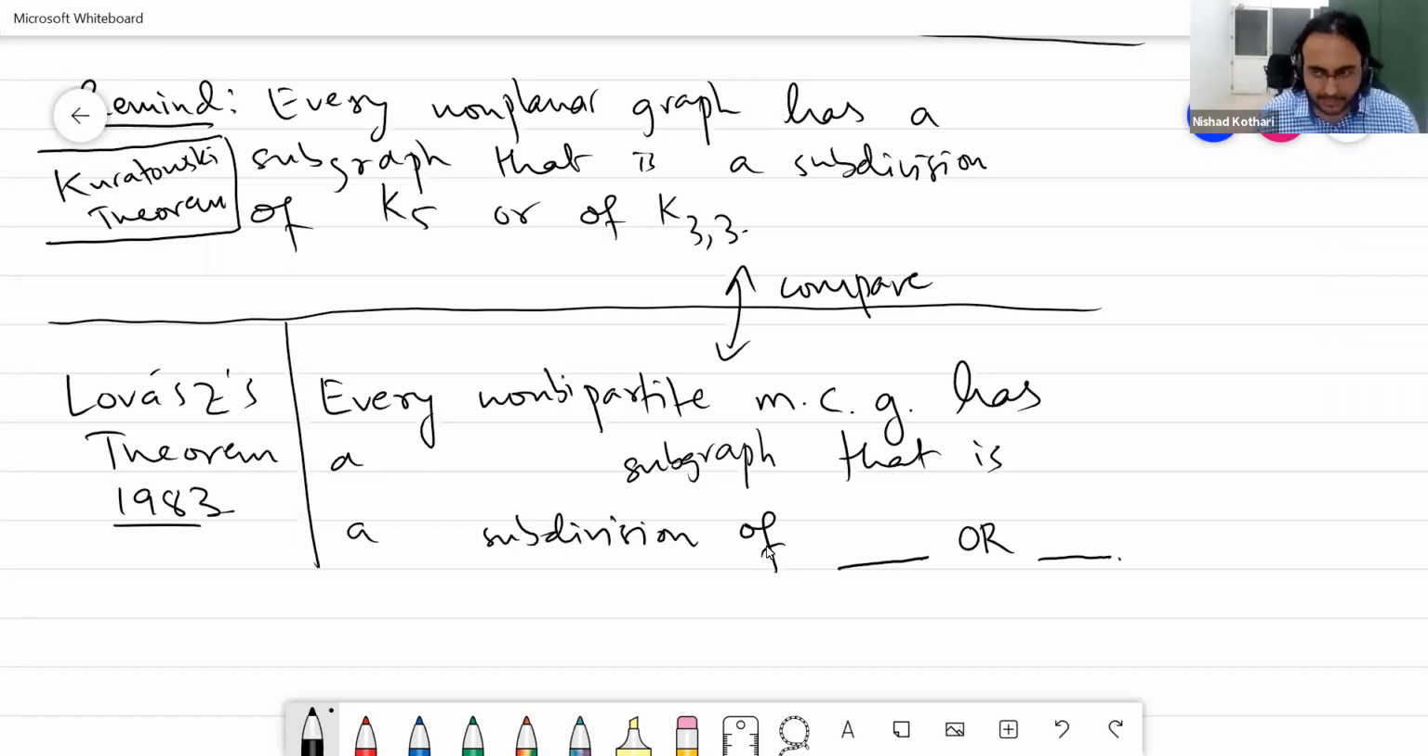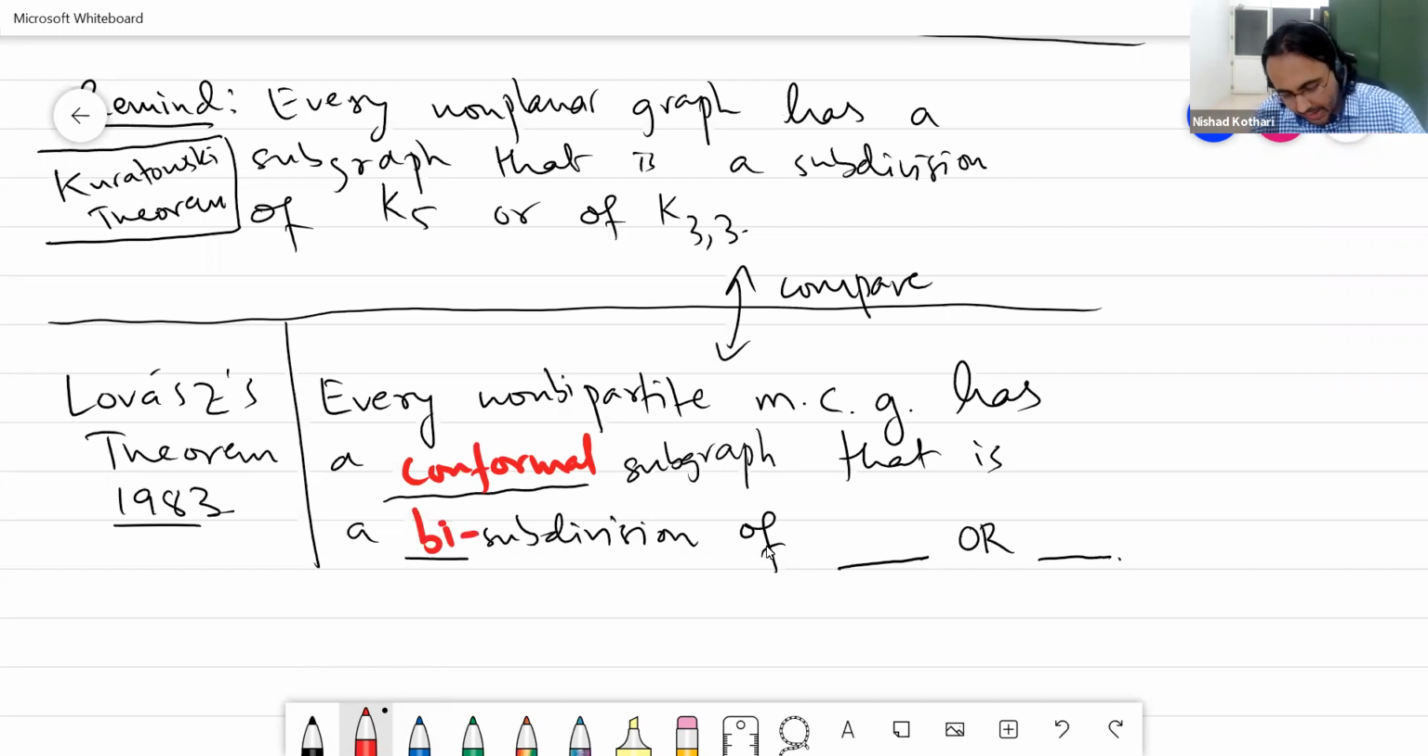I need to fill in the blanks. There are 4 blanks here. The first blank is that the subgraph needs a property called conformal subgraph. I will define this in a few minutes. It is not any subdivision. It is going to be a bi-subdivision. I will tell you what that is. And it is not going to be K5 or K3,3. It is going to be K4 or the triangular prism. And I will draw this to show you what it is.